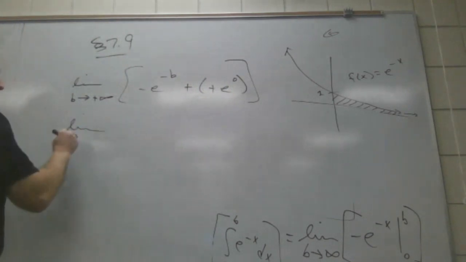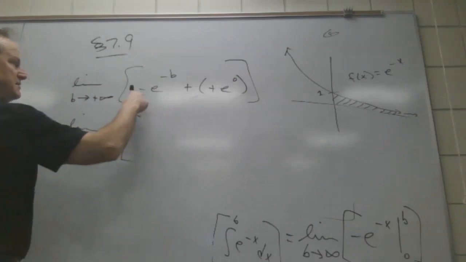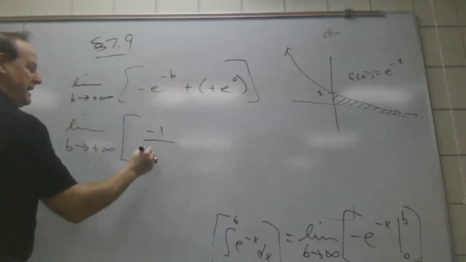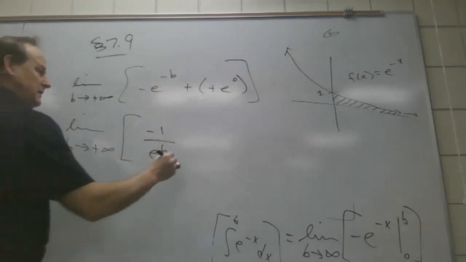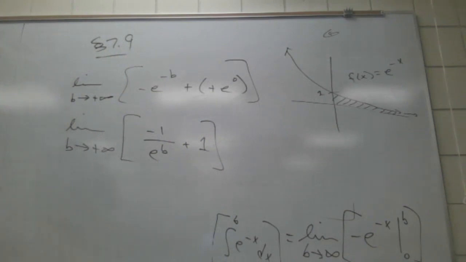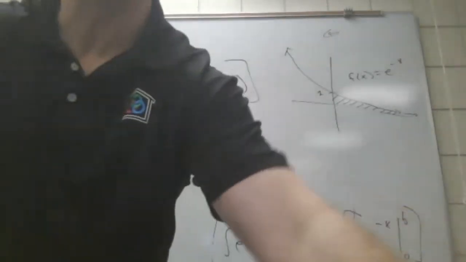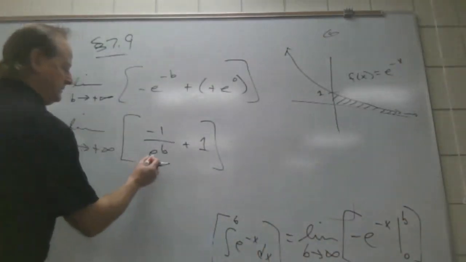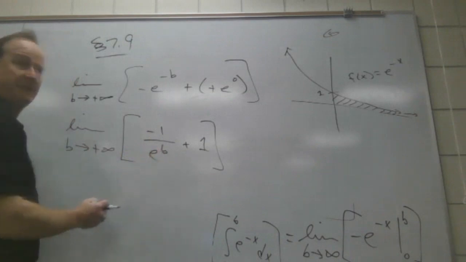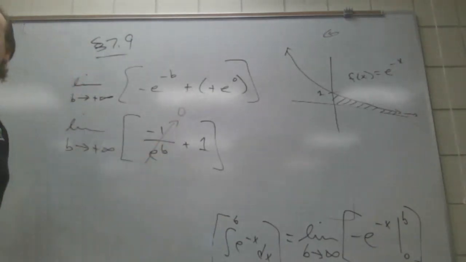So this is plus 1. This is going to be the limit as b goes to infinity. I'm going to just rewrite this a little bit. This is minus e to the minus b, and I'm going to write that as minus 1 over e to the b power, plus 1, right? Everybody good with that? Just doing a little algebraic simplification. Now I can go ahead and let b go to infinity, and what's that equal? If I let b go to infinity, what do I get? This is minus 1 over infinity, right? The bottom gets huge, so this goes to 0, right?